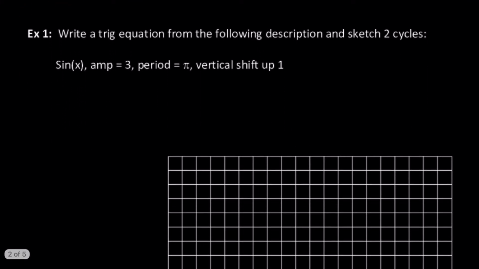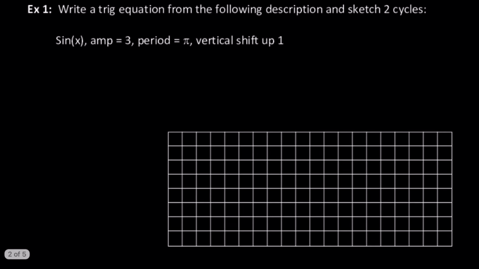Okay, so let's practice that then. Write a trig equation from the following description and sketch 2 cycles. Sine x, it's a sine graph. Amplitude is 3, period is pi, vertical shift up 1.